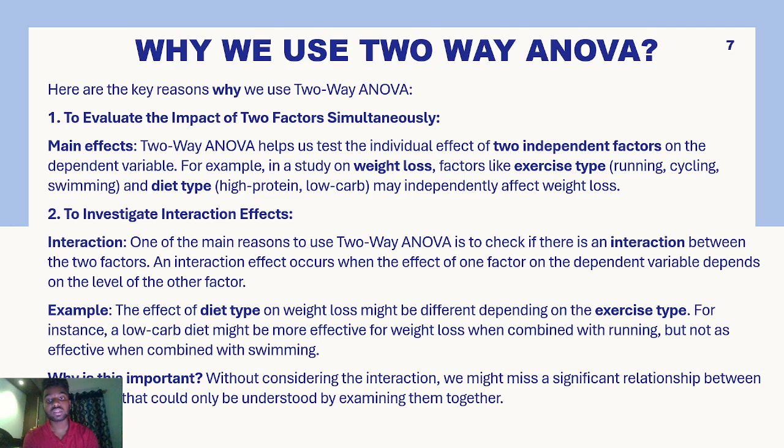To investigate interaction. One of the main reasons to use two-way ANOVA is to check if there is an interaction between the two factors. An interaction effect occurs when the effect of one factor depends on the level of the other factor. For example, the effect of diet type on weight loss might be different depending upon the exercise type. For instance, a low carb diet might be more effective for weight loss when combined with running, but not as effective when compared with swimming.